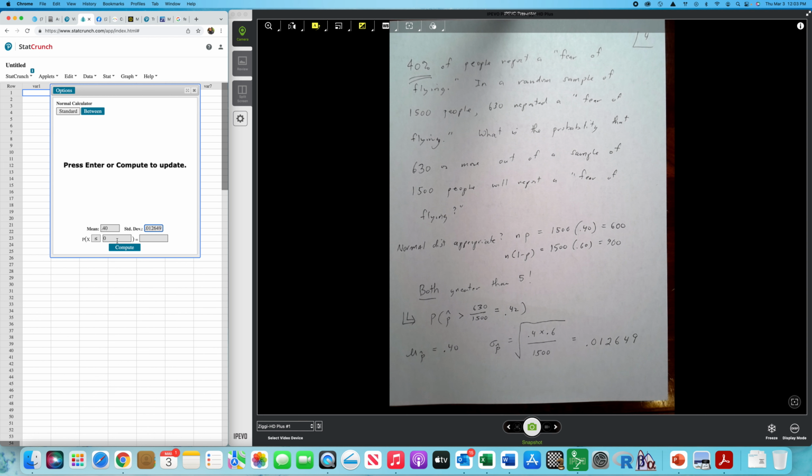All right, so we need what? Greater than. And we need greater than 630 out of 1500. All right, hit compute. So our probability would be 0.0569.